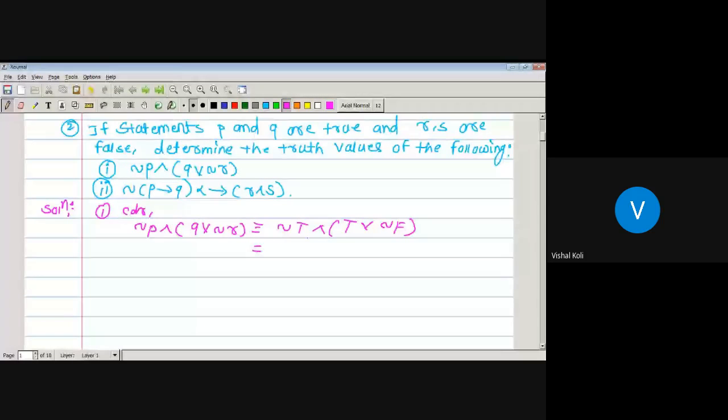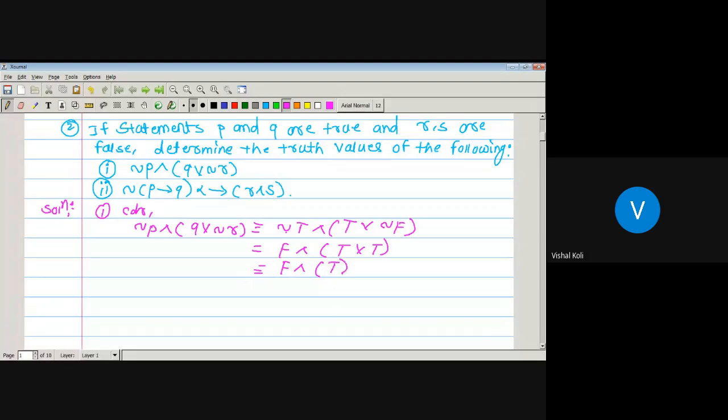Now we know that negation of any value P is true whenever P is false, and it is false whenever P is true. So as here T is true, its negation is false. And T join negation of F. F is false and its negation is true, which is equal to T. Now we know that if both the truth values are true, then its value will be true.